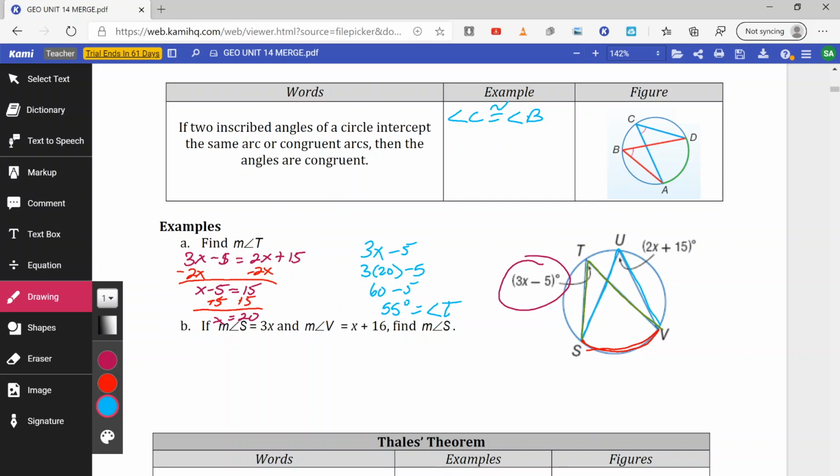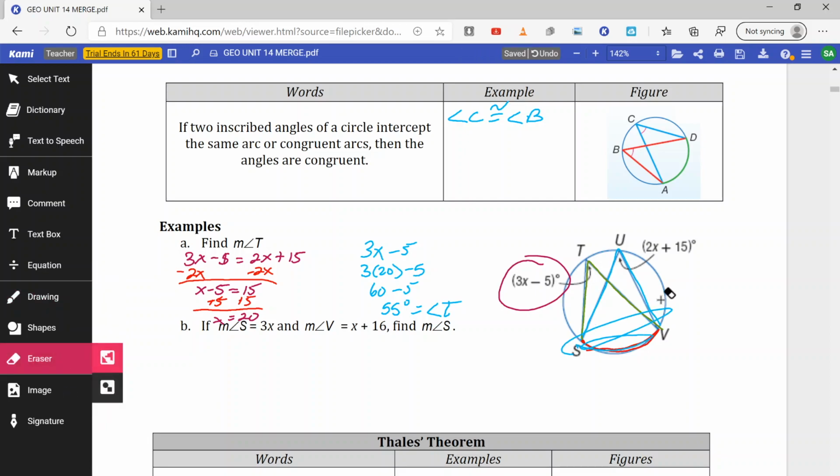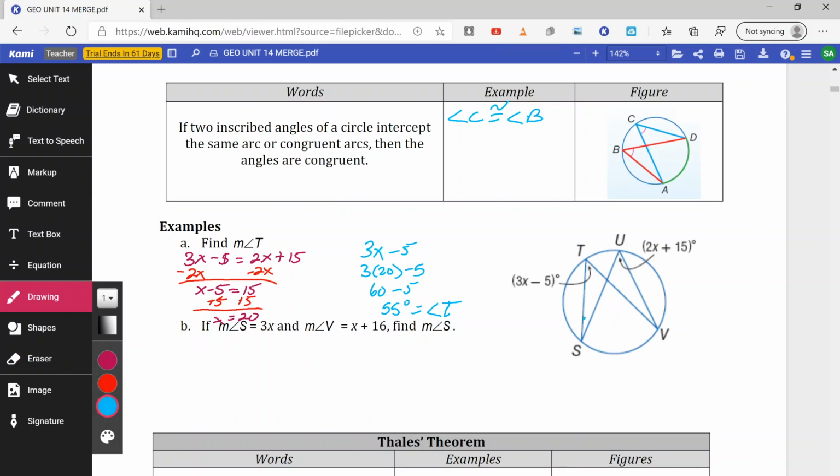Now B says if angle S is 3x and angle V is x plus 16, we need to find the measure of angle S. So what we do now is we have to take a look at what angles we're talking about. So angle S is 3x. So here's angle S. Angle V is x plus 16. We need to find the measure of angle S.